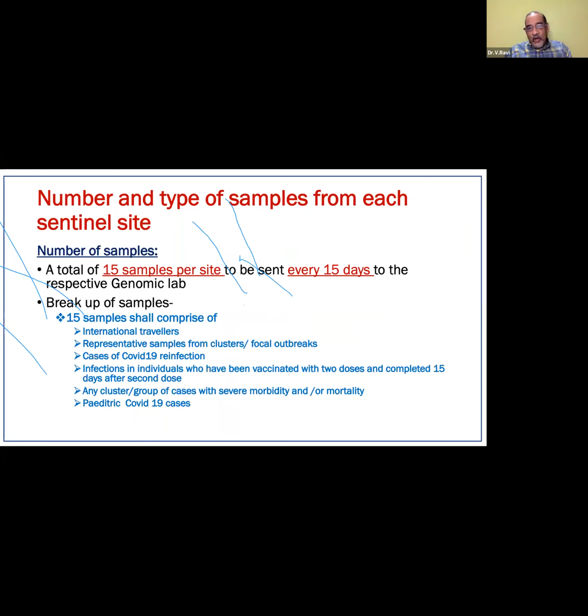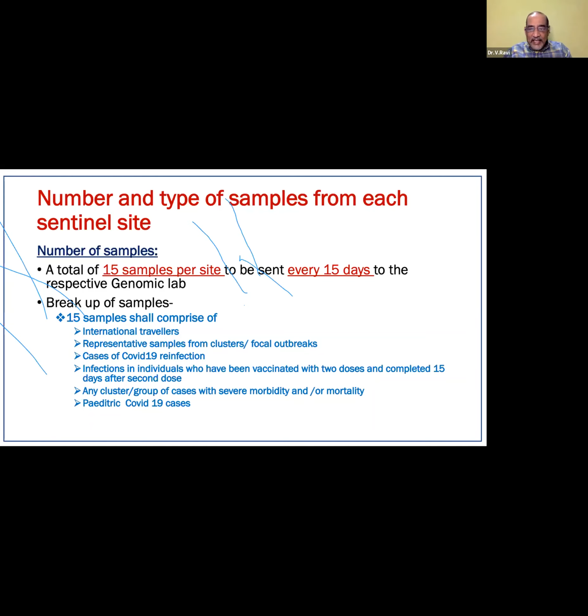INSACOG has followed the WHO guidance for doing genomic surveillance. A total of 15 samples per site every 15 days will be sent in every state. How many sites? 10 sites. What are these sites? 5 hospitals and 5 labs.